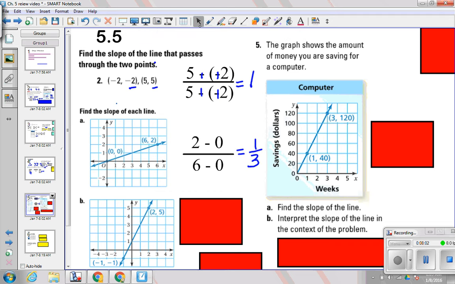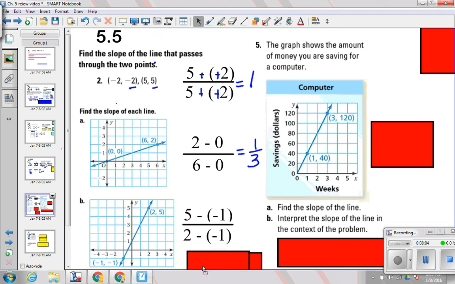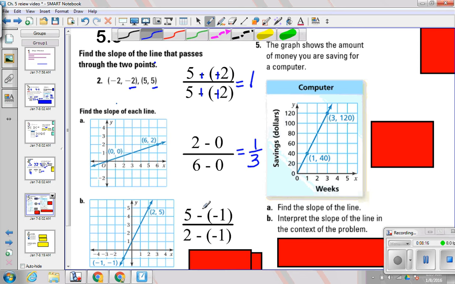And then for B, our y's are 5 and -1, so 5 minus -1. And our x's are 2 and -1, so 2 minus -1 for the denominator. So we end up with 5 plus 1 over 2 plus 1. So we have 6 over 3, which simplifies to 2. So the slope of that line is 2.